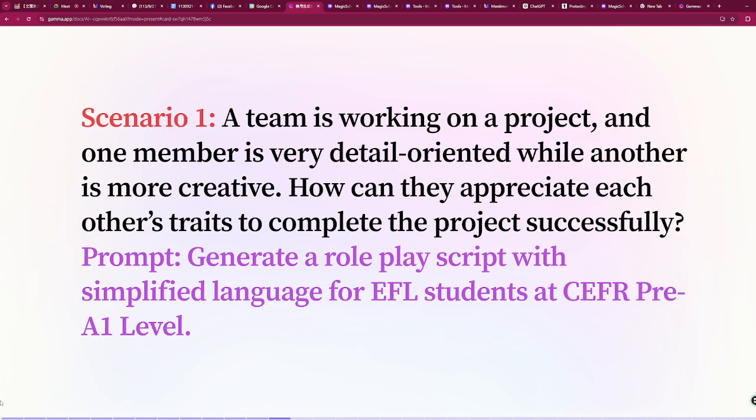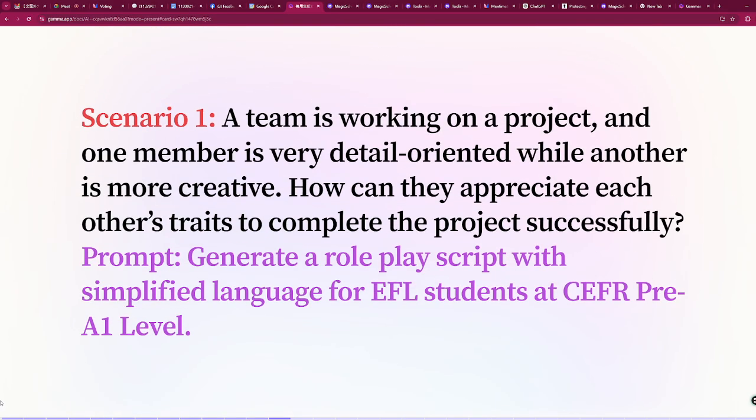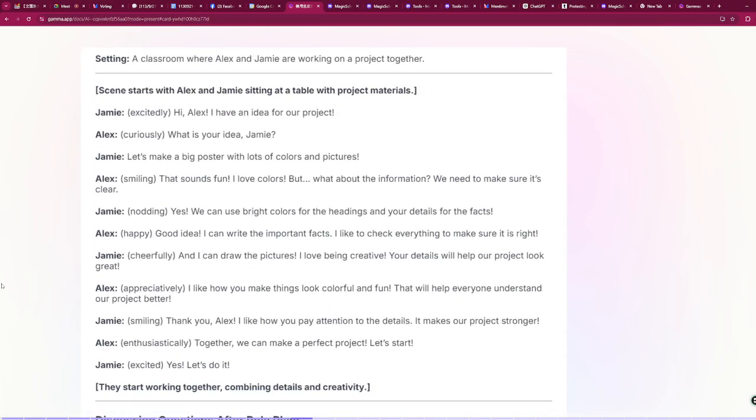I would set it as pre-A1 level because it would generate the language that you need. But take a look at this scenario. This is Jamie and Alex working on a project together. Their personalities are different because one is more detail oriented, another is more creative. So for this lesson, kids need to know how to interact and collaborate with people of different personality types. That's the goal. Through this role play, they need to know how Alex and Jamie could work together.